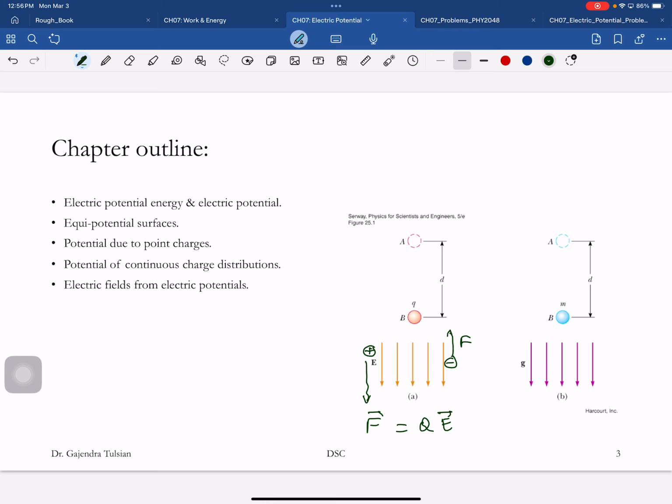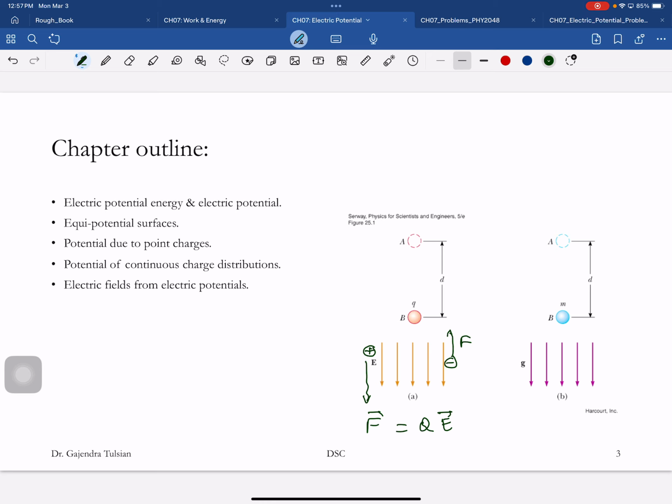All right, so here's what we've done. If the electric field is pointing downwards and I let go of a positive charge, it will fall downward. If I let go of a negative charge, it will fall upward.